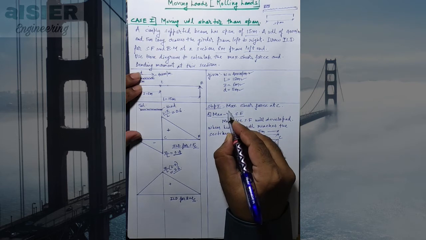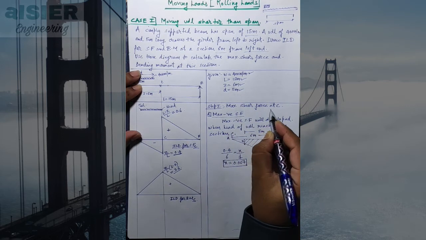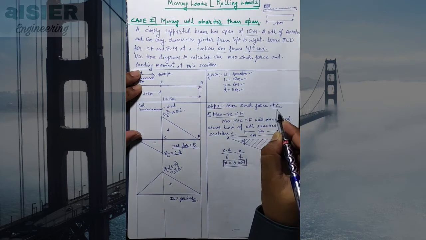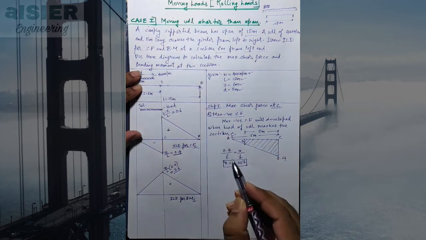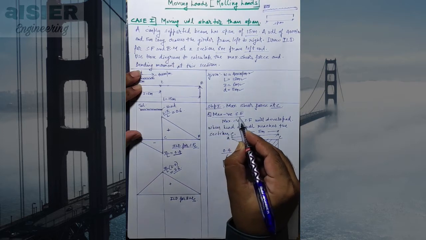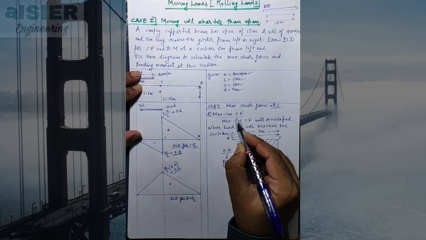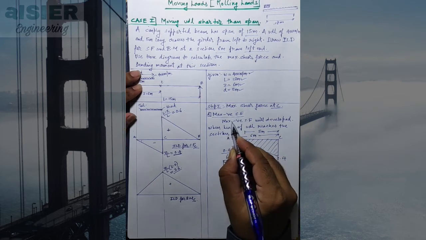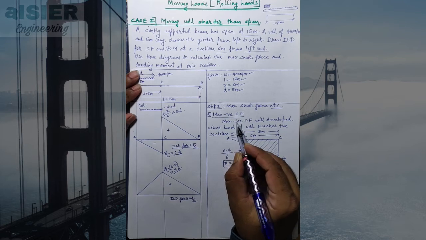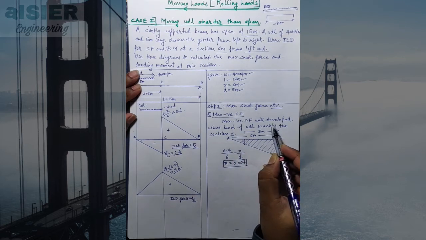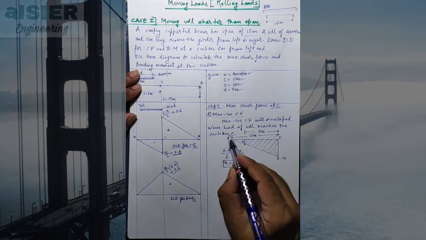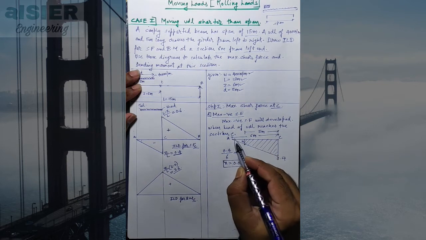Now step 1. In step 1 we will calculate maximum shear force at C. In this there are again two parts. First part is maximum negative shear force, and second we will calculate maximum positive shear force. So when will this maximum negative shear force occur? Maximum negative shear force will develop when head of UDL reaches the section.